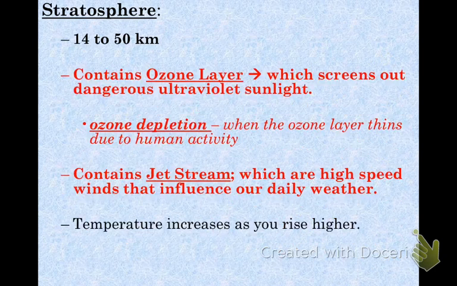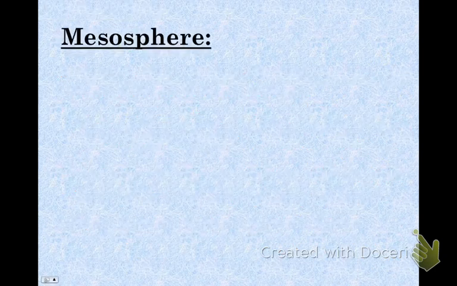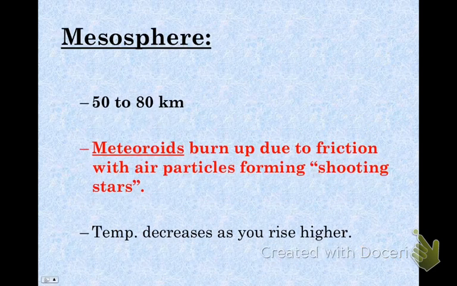In the areas where the ozone is solid, it is trapping some of the sun's rays from coming in. It is also the area of the jet streams. We will talk more about jet streams later this week. The important thing about the stratosphere is that temperature increases as you go higher in altitude.